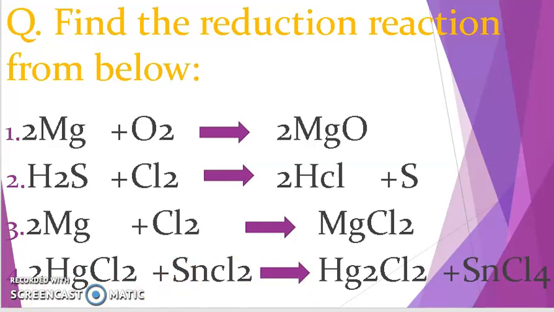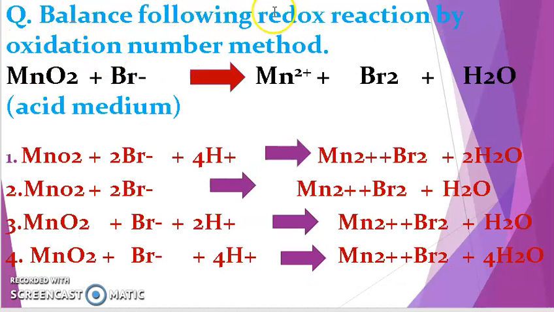Okay, let's go to the second question now. The second question is, see here, see this question here. Balance the following redox reaction by oxidation number method. Okay, so we have to balance the given redox reaction. What does redox reaction mean? We have studied in the 11th standard, the reaction in which both oxidation and reduction take place in one reaction, that is called a redox reaction, that we know, right?